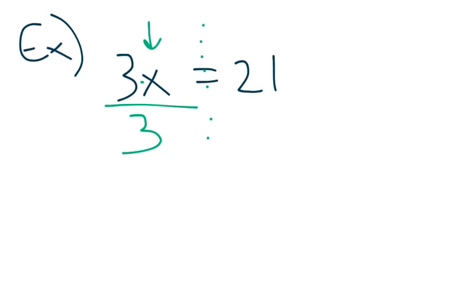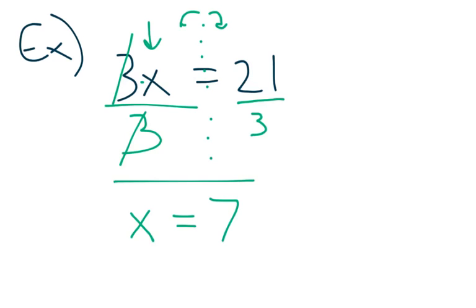And then we have to use the mirror line. Whatever happens on one side of it has to happen on the other side. So we divide by 3 on the right-hand side as well. Now we simplify. 3 and 3 cancel out, leaving us with just x on the left-hand side, which is what we want. And then 21 divided by 3 is 7. And our final answer here is 7.